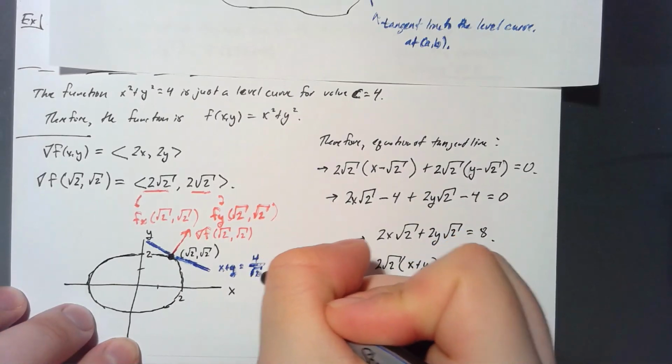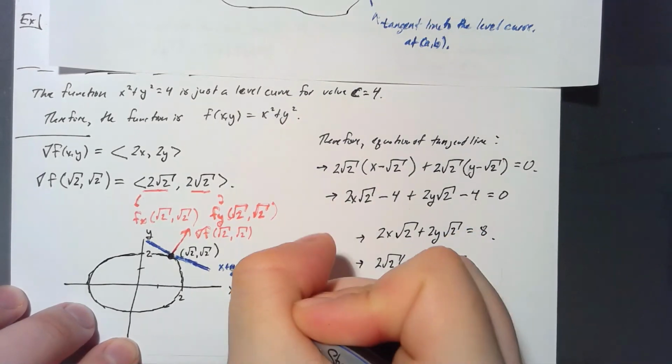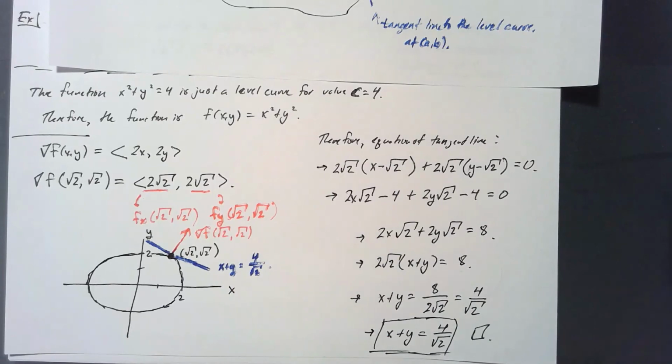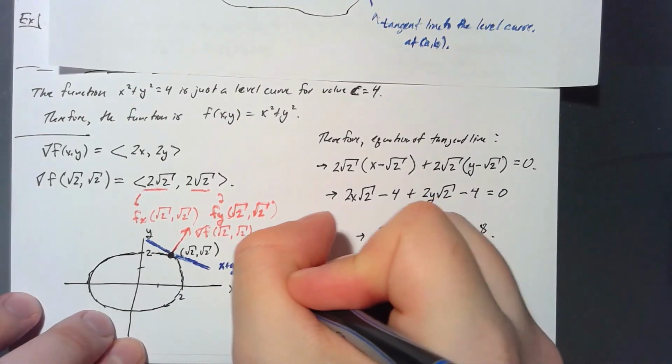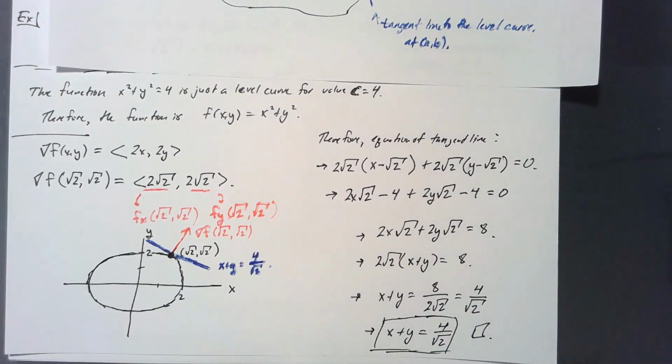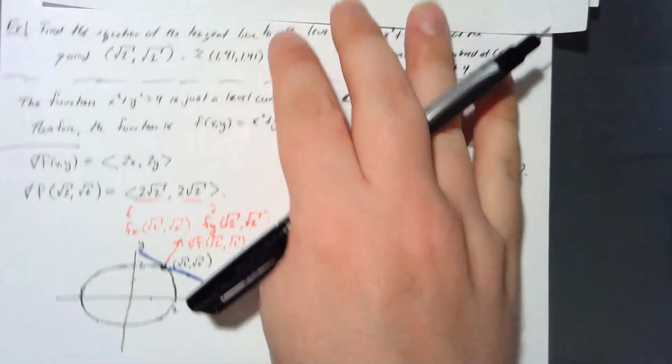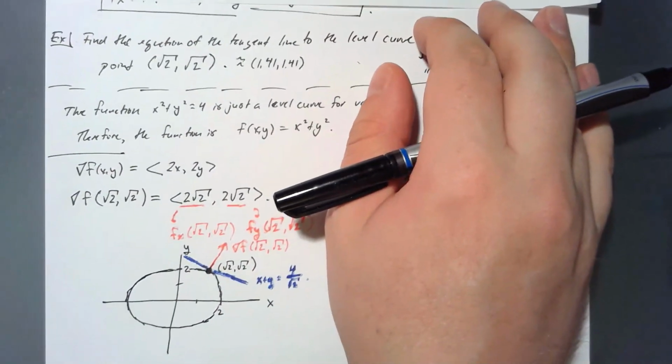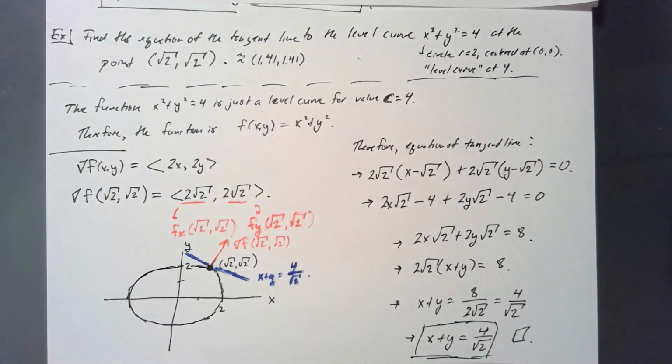And that's the general idea of it. But yeah, that's how you find the equation of a tangent line to a level curve. Hopefully that did make sense a little bit, but that's the idea of how you do it. So that's it for this section.